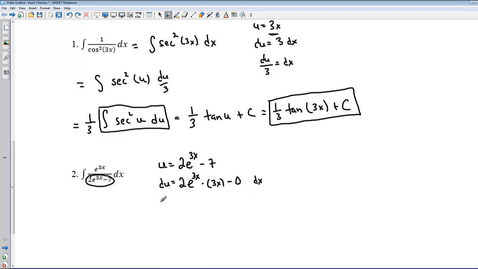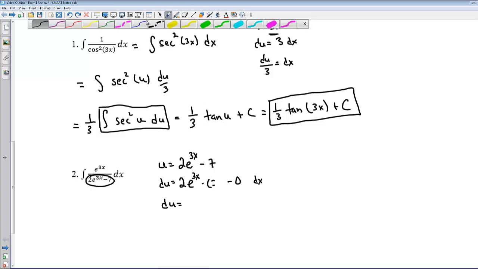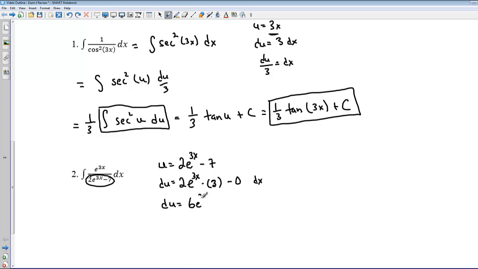Derivative of 7 is 0. So what do we have here? We have du is equal to, and we have 2 times 3, which is 6. Oh, I made a mistake here. That's not 3x. That's just the number 3, right? The derivative of 3x is just the number 3. So let's clean that up or fix that. So that's just a 3 right here. So hopefully you caught that mistake. If not, change it. And so down here, I have 6 e to the 3x dx.